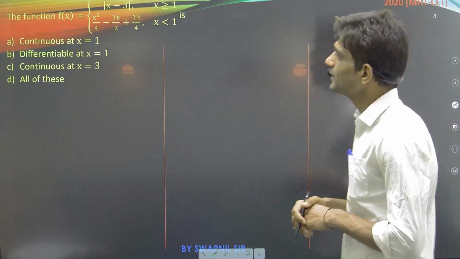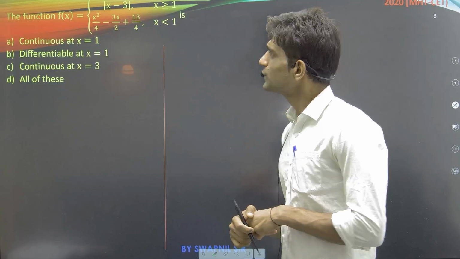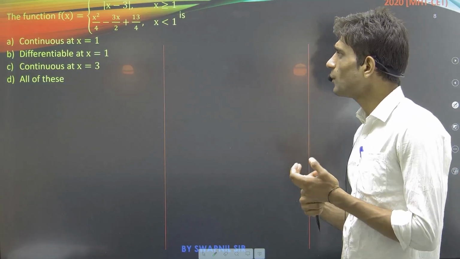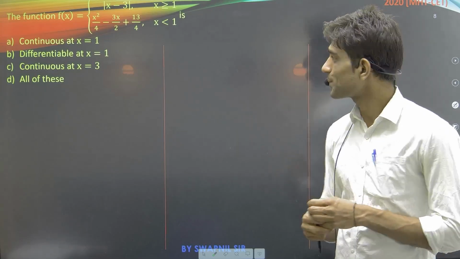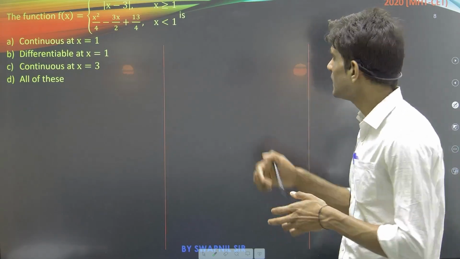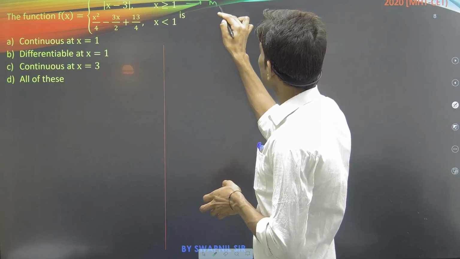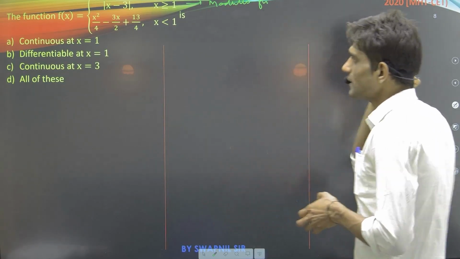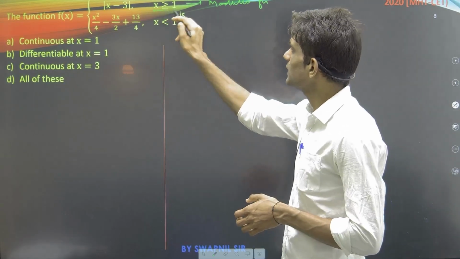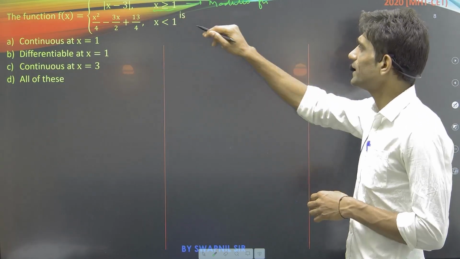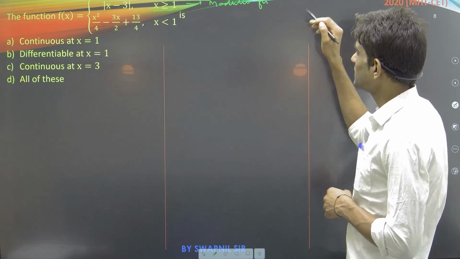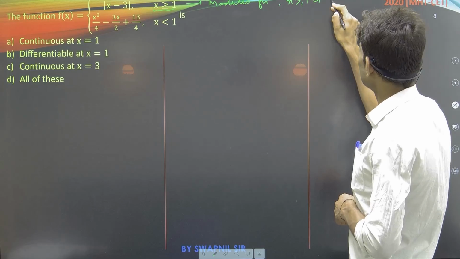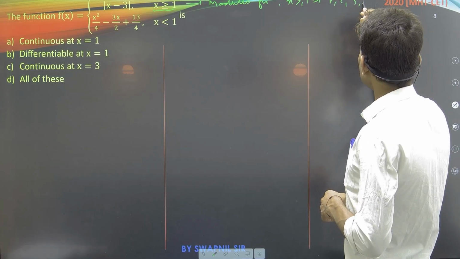In our next question, we have a function f of x equal to modulus of x minus 3, and another function given as x square by 4 minus 3x by 2 plus 13 by 4. So two different functions are given. The first function is a modulus function, for x greater than or equal to 1. That means the values for x are 1, 2, 3, 4 and so on.